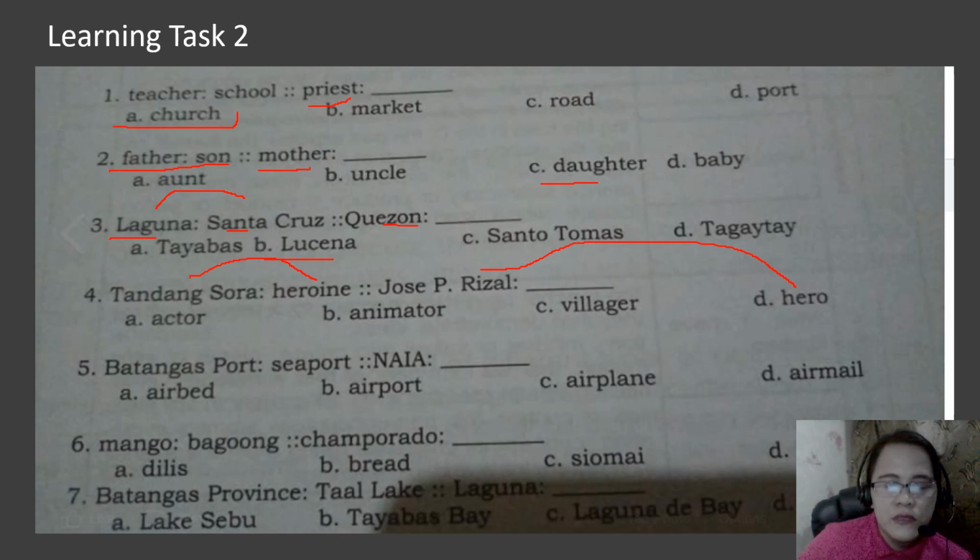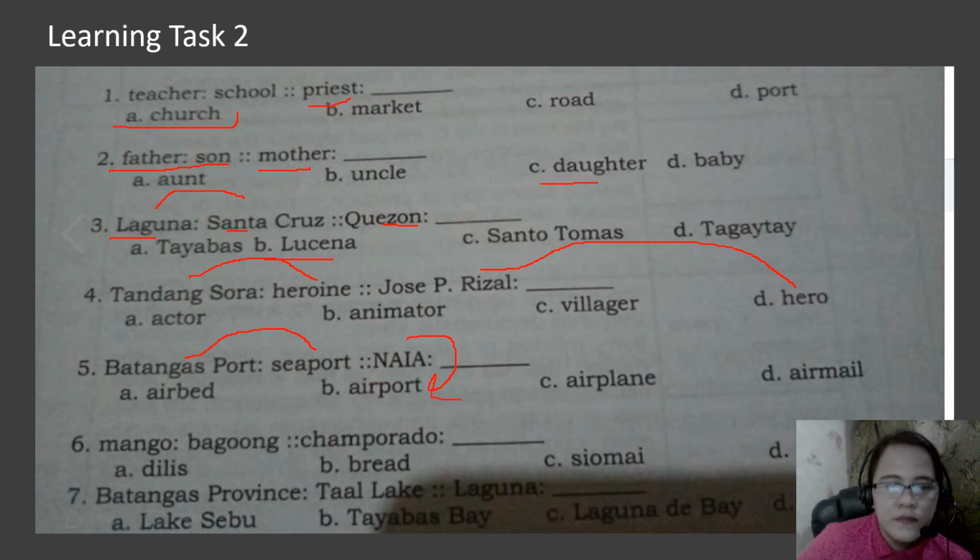Batangas Port is to seaport. NAIA is to, so ano nga ba ang relasyon ng Batangas Port at seaport? So sinasabi dito na ang Batangas Port ay isang seaport o daungan ng mga sasakyan. Ang NAIA naman, ano nga bang kahulugan ng acronym na NAIA? Ito ay, okay, correct, Ninoy Aquino International Airport. Very good. So, ang sagot ay airport.